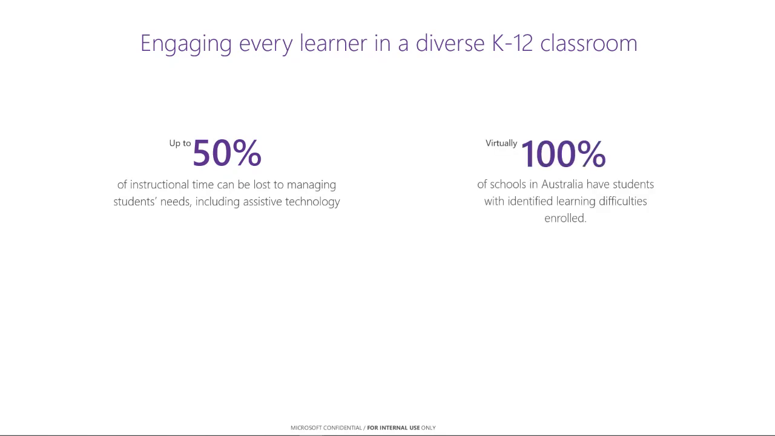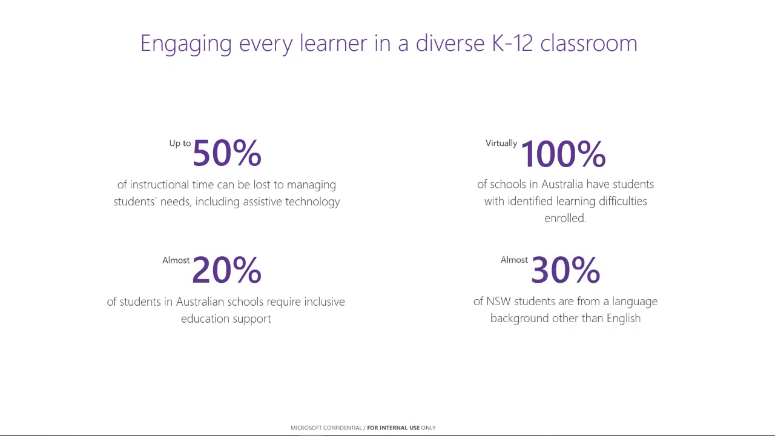Virtually 100% of schools in Australia have students with identified learning difficulties enrolled, and obviously those students are going to be in a remote learning environment now. So none of these issues go away now that we're working remotely. Almost 20% of students in Australian schools require inclusive education support, and almost 30% of New South Wales students are from a language background other than English.